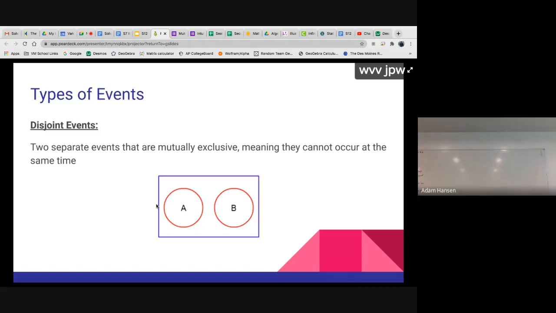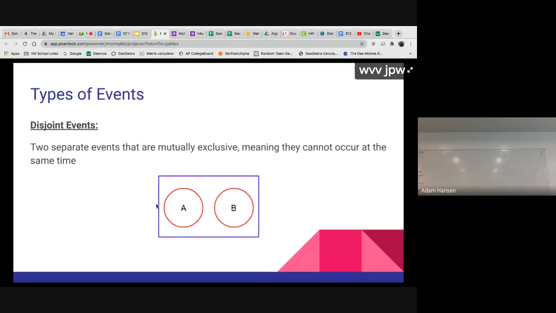Is there any overlap in this Venn diagram between event A and event B? Do they share any outcomes? Is there any overlap? No, two separate sets, two separate circles in the Venn diagram. They are what are called mutually exclusive. Disjoint events, mutually exclusive events, those mean the same thing. You hear it both ways. Two events are disjoint or mutually exclusive if they share no common outcomes. They can't occur at the same time.